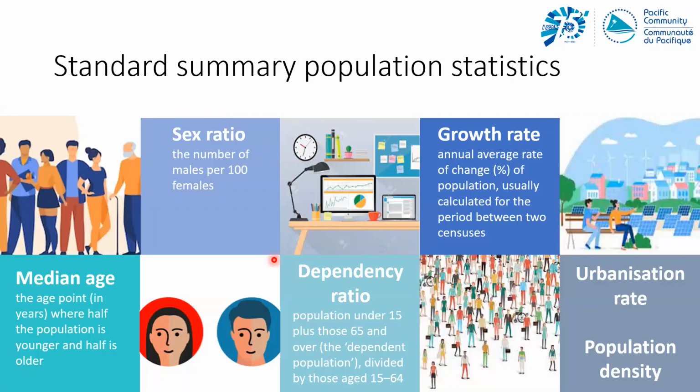The dependency ratio again is a common indicator, and that's a rough estimate of what's the size of the dependent population, so the children and the old people, expressed as a proportion of the so-called working age, so nominally those people aged 15 to 64. And obviously that's an estimate because not everyone in the working age will be working, and not everyone 65 and over will be dependent.